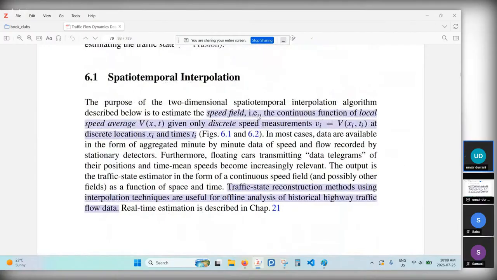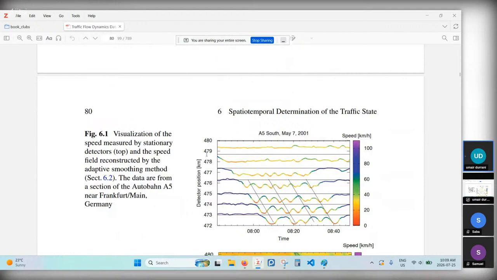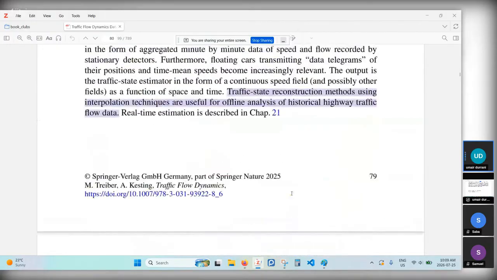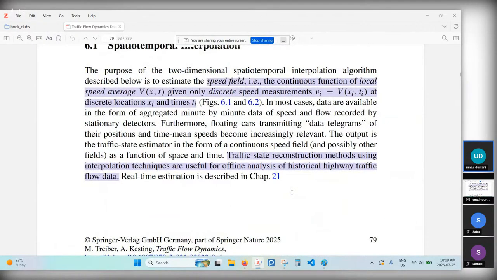The speed field is a continuous function of local speed average v of x,t given only discrete speed measurements. Small v_i is equal to v of x_i, t_i at discrete locations x_i and times t_i. So the discrete locations are these detectors, and the times t_i are when the speeds are reported to us by the detectors, for example, at 8 a.m., at 8:20 a.m., and so on, and is generally reported after every 60 seconds, as we discussed in the previous chapters.